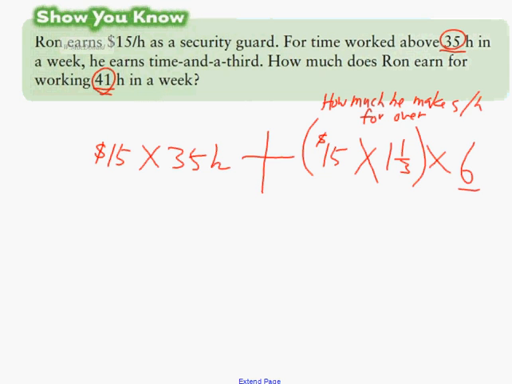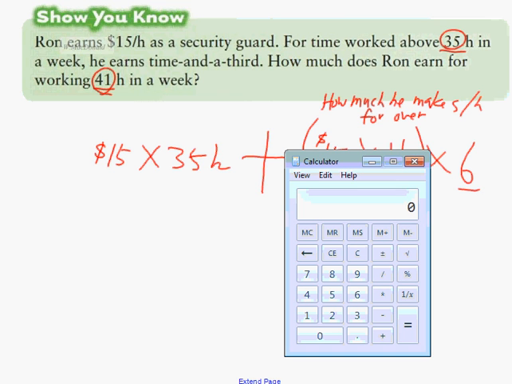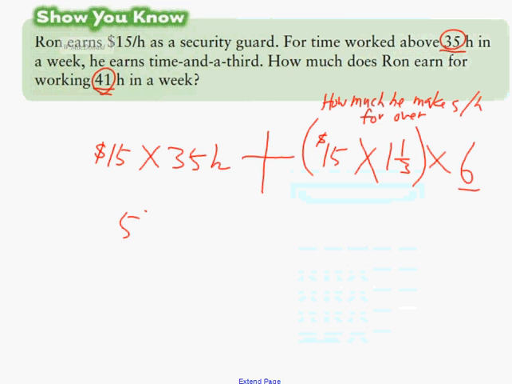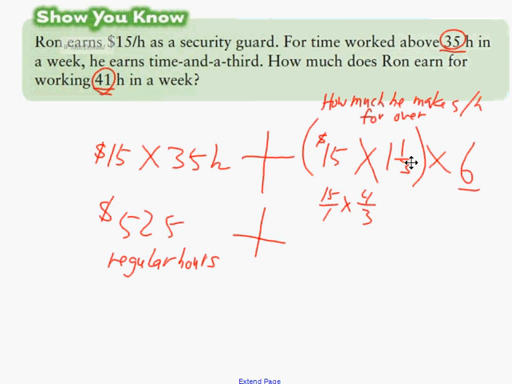Okay. So once we see this as an order of operations question, we realize that 15 times 35, I'll use a calculator for this, 15 times 35, he makes $525 in regular hours. Plus, if you take 15 and you multiply it by 1 1/3, that would be 15 over 1 multiplied by, well, 1 1/3 is really 4 thirds.